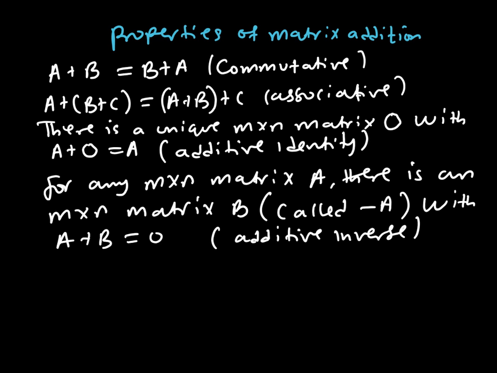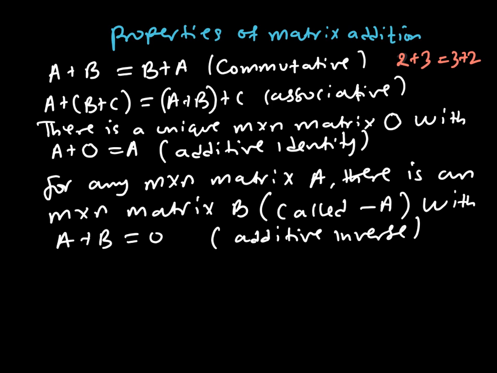I have summarized for you some of the properties of matrix addition. If we want to add two matrices A and B, then adding A to B is the same thing as adding B to A. That's what we mean when we say matrix addition is commutative. The meaning is simple. It's like adding real numbers. 2 plus 3 is the same as 3 plus 2. You get the same answer. So matrix addition is commutative.